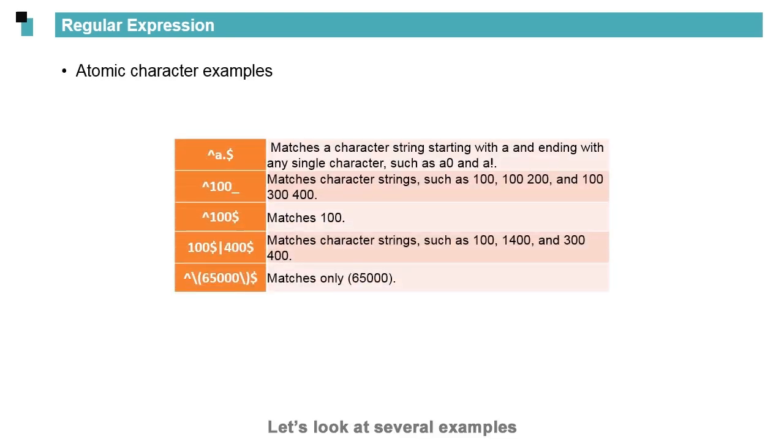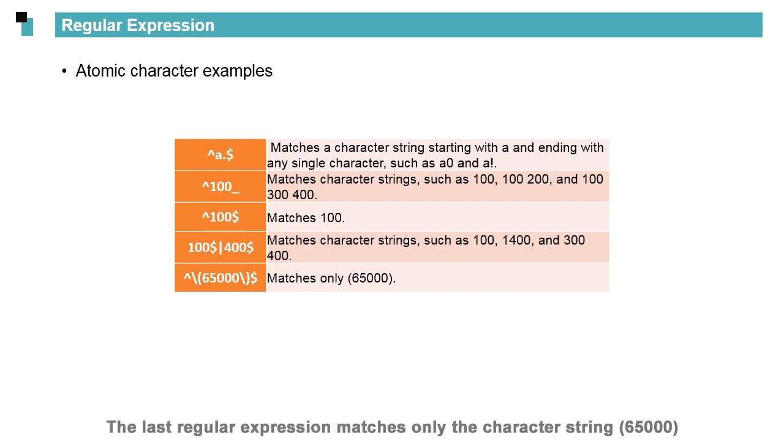Let's look at several examples. The first regular expression matches a character string starting with A and ends with any single character. The second regular expression matches a character string that starts with 100, followed by a delimiter. The third regular expression matches only the character string 100. The fourth regular expression matches a character string that ends with 100 or 400. The last regular expression matches only the character string 65000.